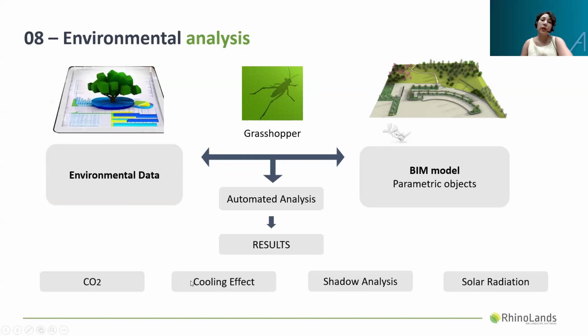So how much would be the cooling effect of plants on the surface? And we can also do shadow analysis and solar radiation. So we know how much solar radiation will get absorbed by different plant species and by different parts of the same plant model. The solar radiation, for example, is the result of connecting RhinoLands to Ladybug Tools, which is a free plugin for calculating environmental data in the Rhino environment.